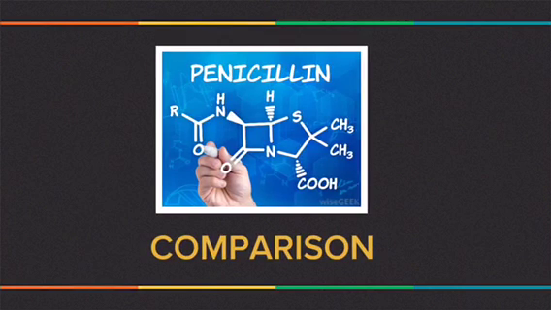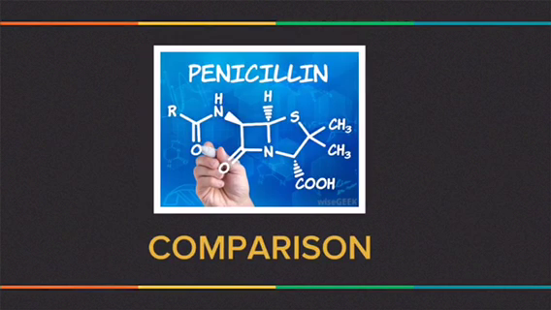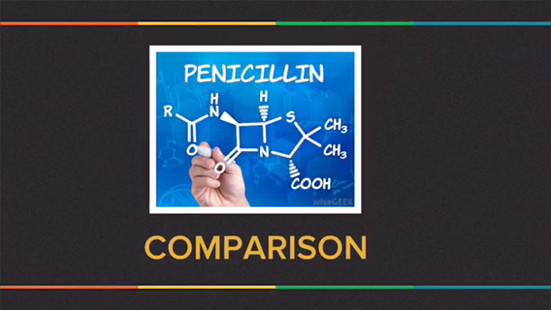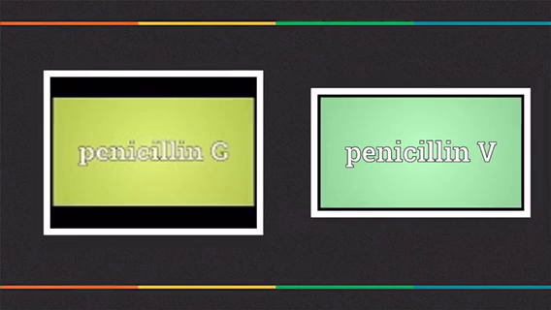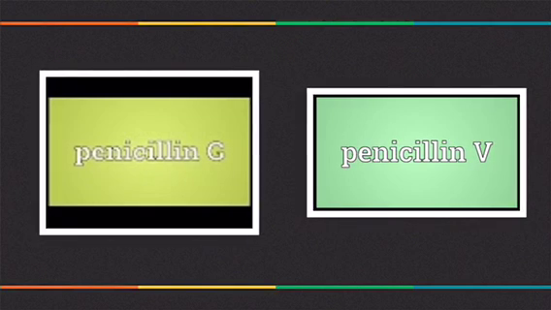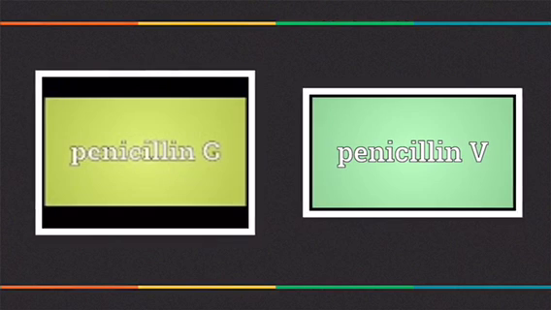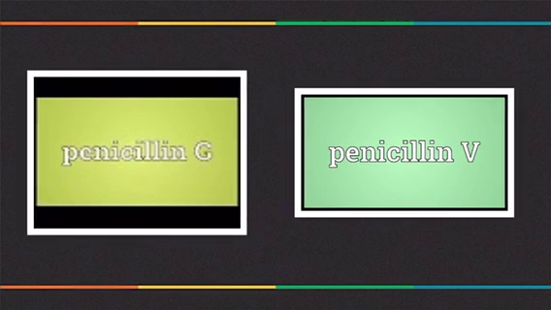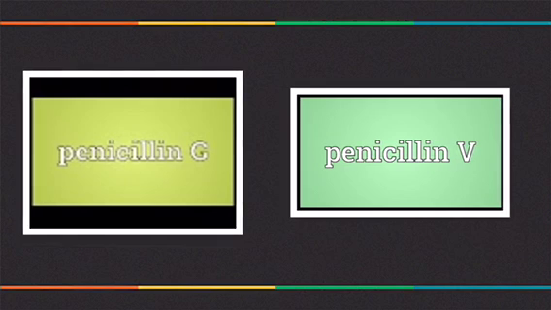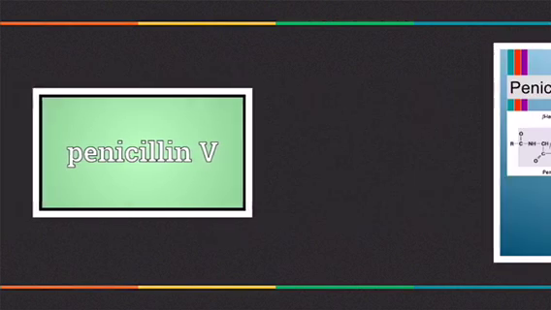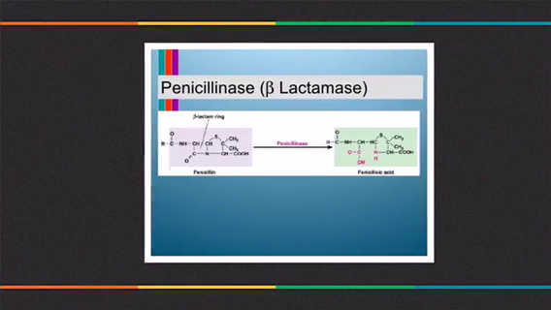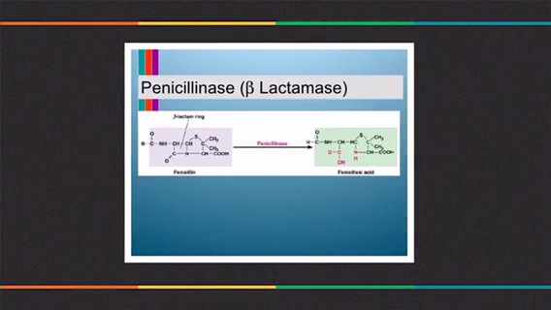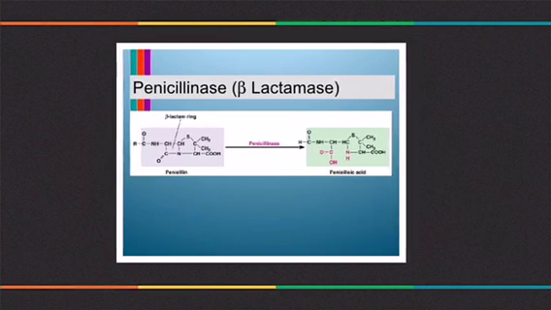This drug class will be compared based on spectrum, resistance to penicillinase, and indications. Penicillin G and V are narrow-spectrum drugs, not resistant to penicillinase, and the indications are oral infections and many infections caused by sensitive bacteria. Penicillinase is a type of beta-lactamase formed by bacteria that renders them resistant to many penicillins.